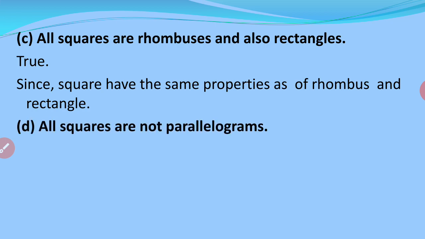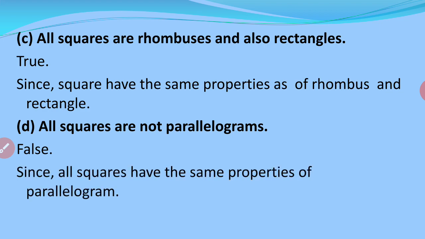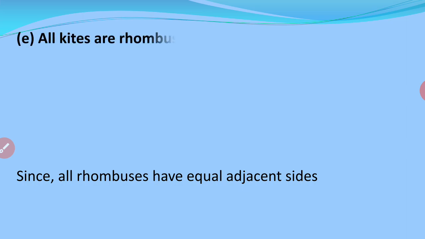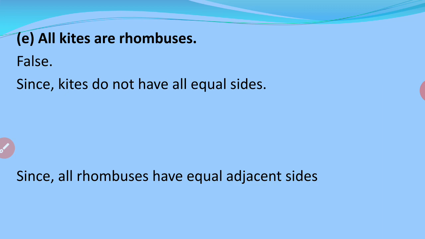The next one, all squares are not parallelograms. Absolutely a false statement, because every square is actually a parallelogram. A square is a special type of parallelogram. Next, all kites are rhombuses. False. The property of a rhombus is that all sides are equal, whereas in a kite, all sides are not equal.